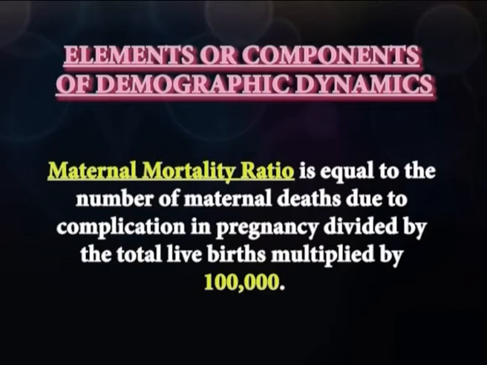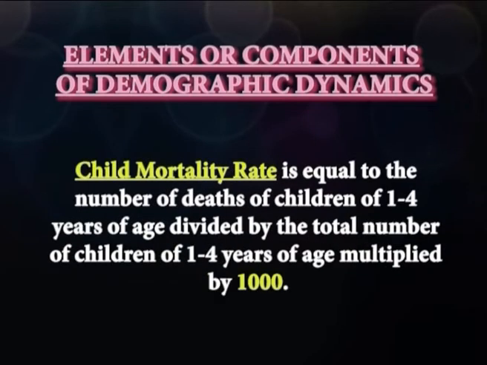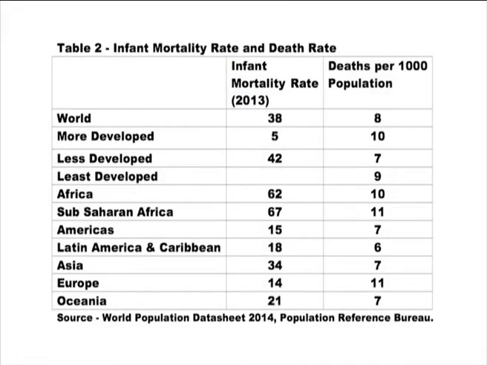And maternal mortality ratio is equal to number of maternal deaths due to complications in pregnancy divided by total live births, multiplied by 1 lakh. Child mortality rate is equal to number of deaths of children of ages 1 to 4 divided by total number of children of that age group multiplied by 1000. Now, table 2 shows the infant mortality rate and crude death rate for the world and major regions. The infant mortality rate for the world is 38 deaths per 1,000.